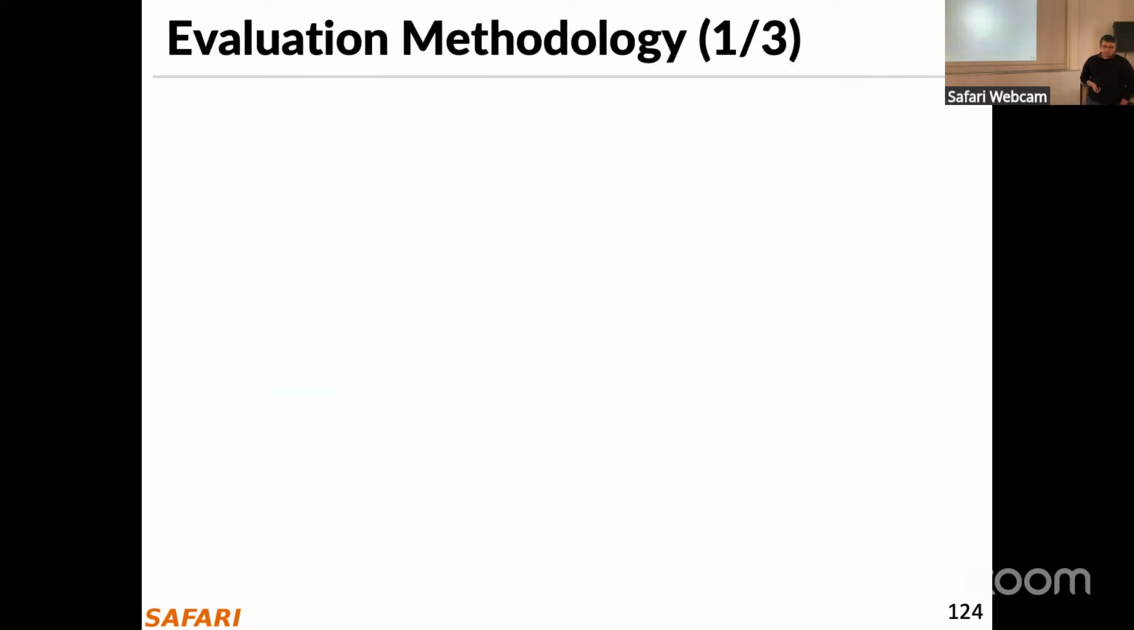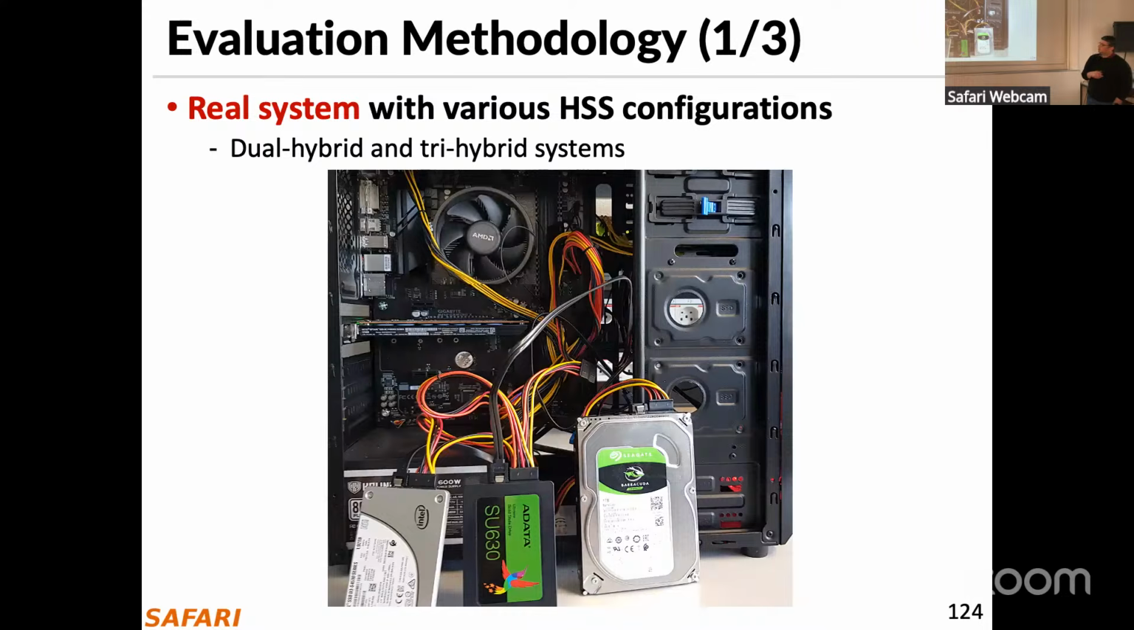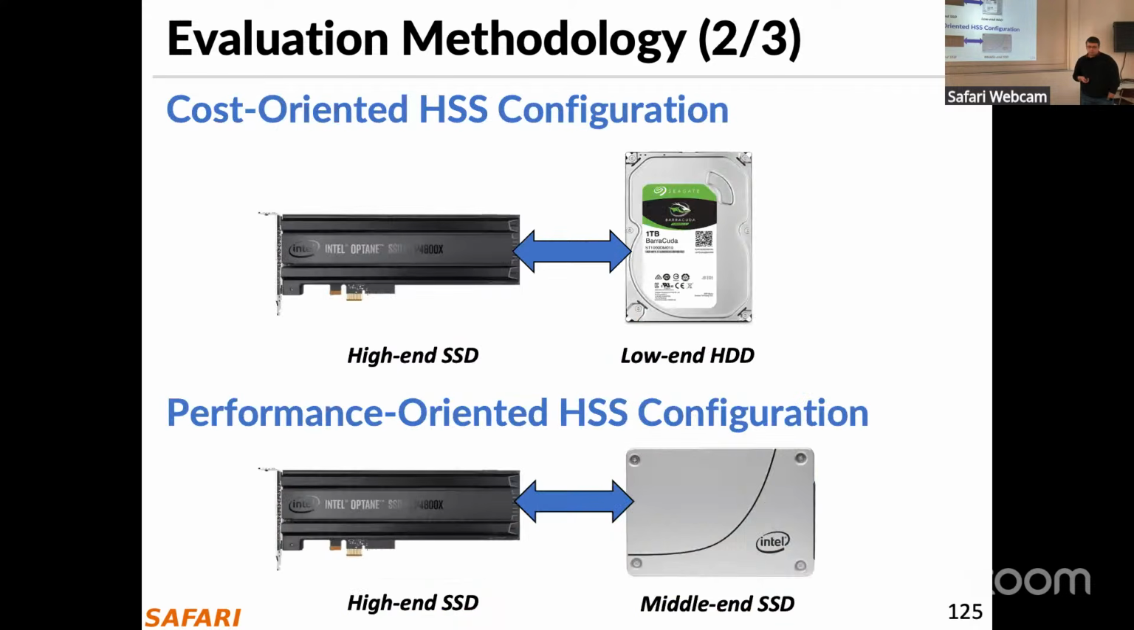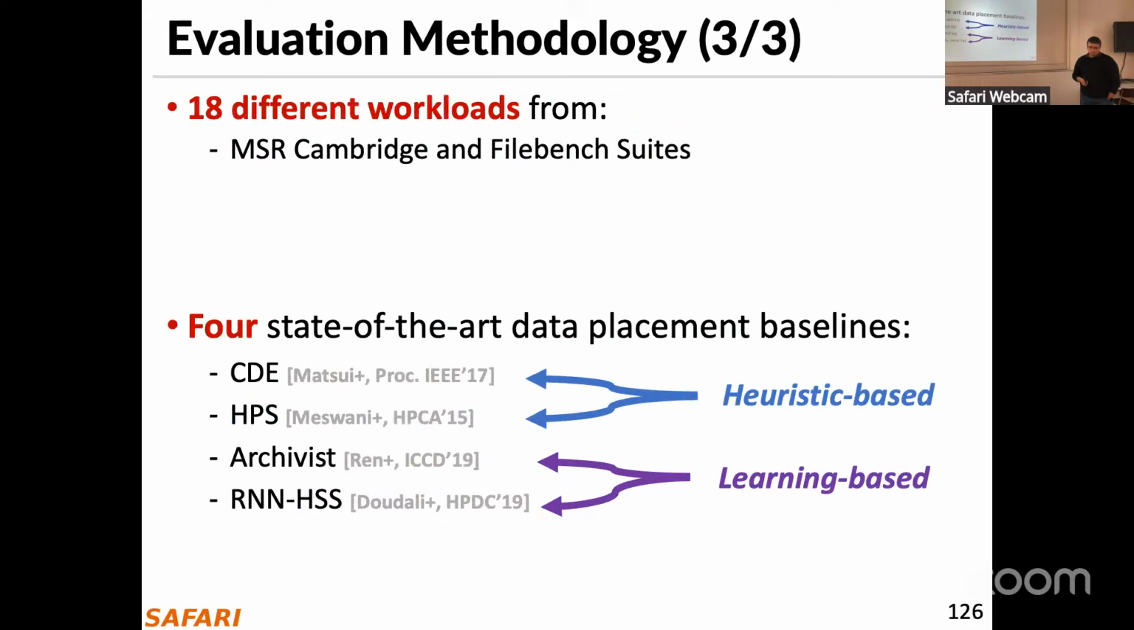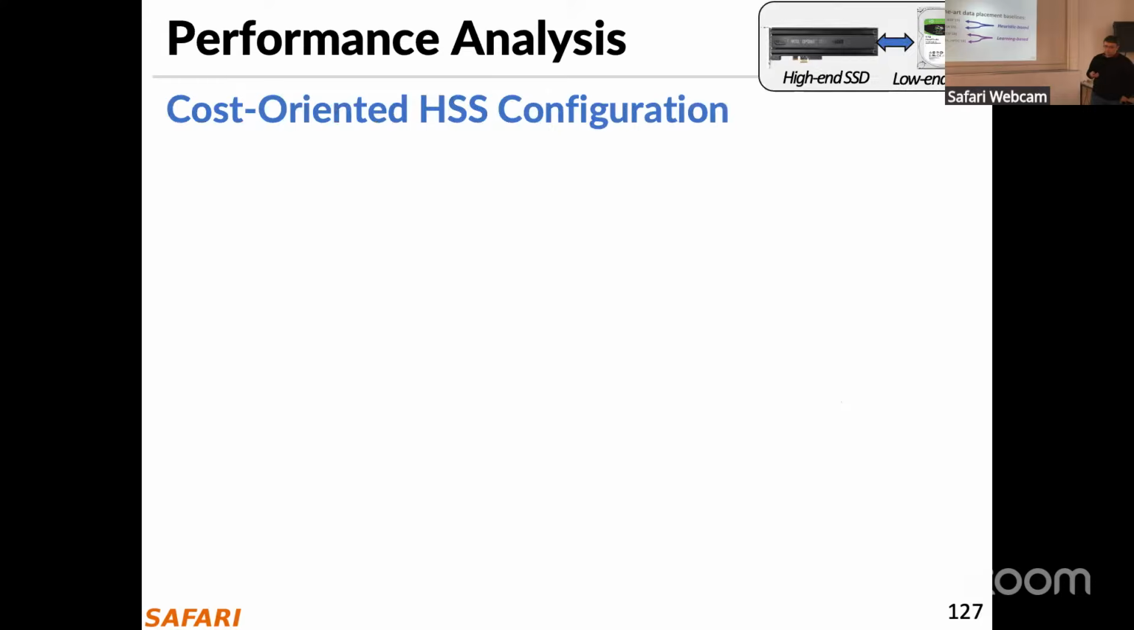Okay, so we'll jump to the evaluation of Sybil. We evaluate this policy in a real system. This you can see is a desktop class system where we have multiple drives connected to the system. We look at two configurations, a dual hybrid and a tri-hybrid system with different drives. We have a cost-oriented configuration, which has a high-end Optane device and a hard disk drive, and a performance-oriented configuration with a high-end SSD and a middle-end SSD, where the latency gap between the two is considerably less compared to the first one. We evaluate 18 different workloads from different benchmark suites, and we look at 4 baselines, 2 heuristic-based and 2 learning-based.